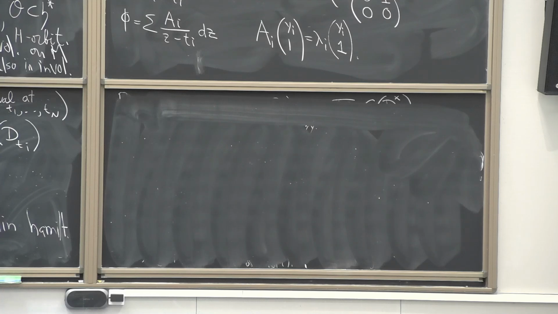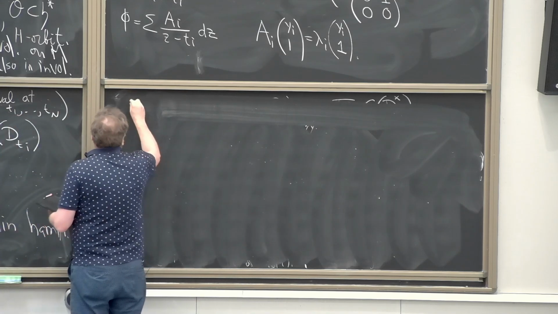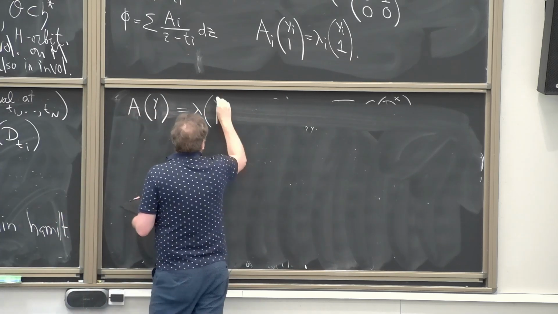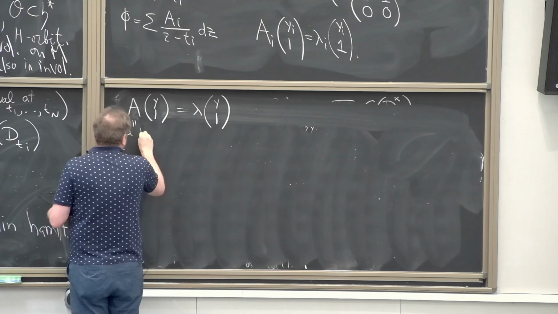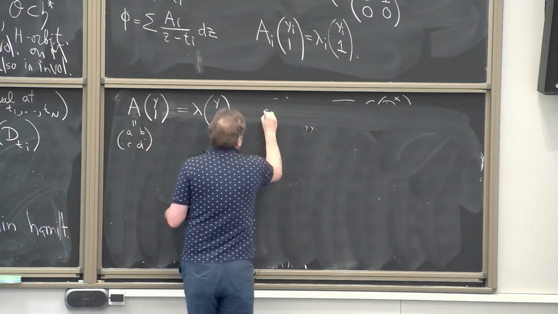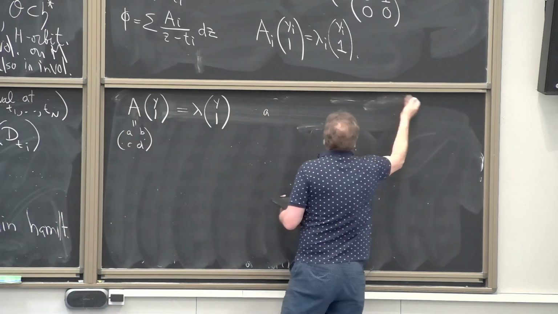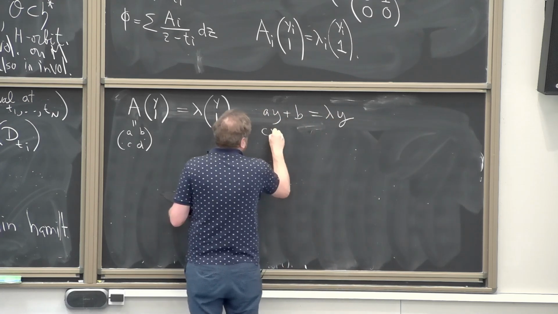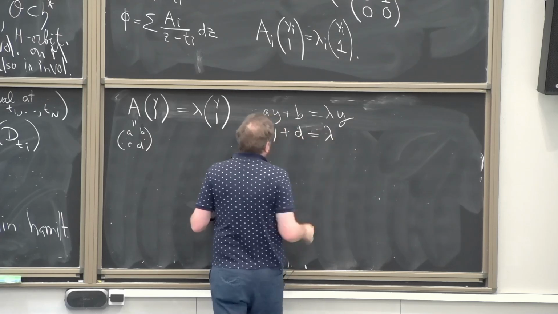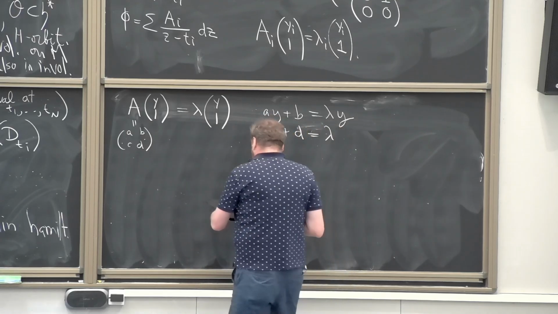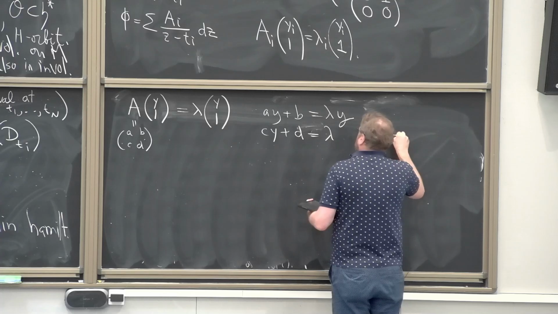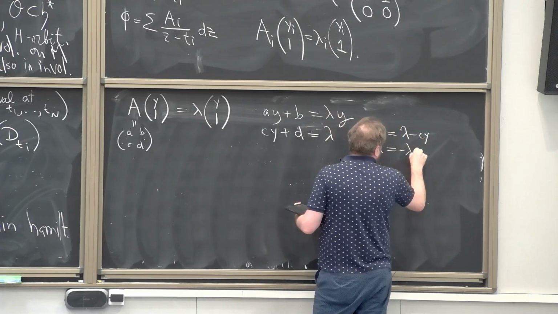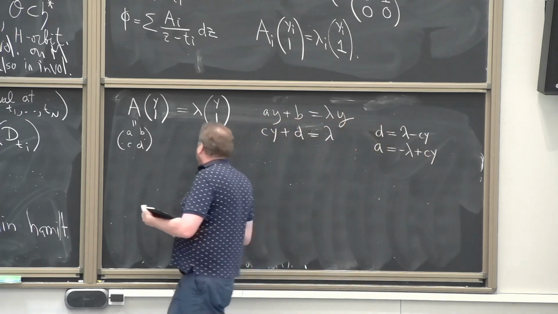Okay, so we do this calculation again. A times y1 equals lambda times y1, and this is A, B, C, D. So we've got A y plus B equals lambda y, and c y plus d equals lambda. So we've got d is equal to lambda minus c y. And this means that A equals minus lambda plus c y because the trace must be 0.